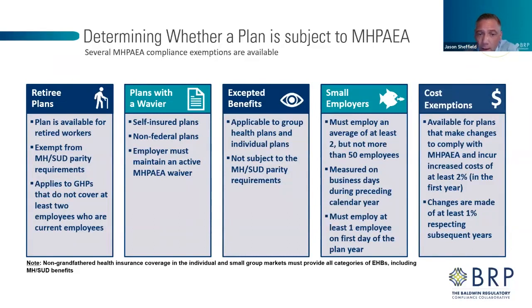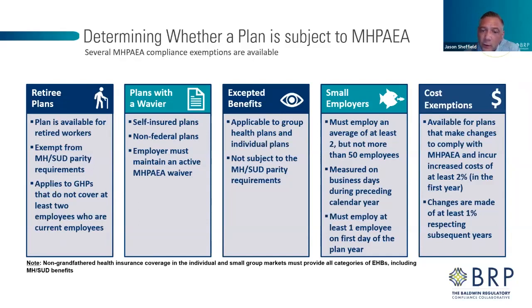You get a waiver. Plans with a separate standalone waiver. This could be a self-insured plan, a non-federal plan. Those are pretty much not coming anymore, though. The employer must maintain an active MHPAEA waiver in order for it to be applicable. So these waivers were more readily available at the beginning, I'd say back in 2013 moving forward, but they're pretty difficult to put your hands on these days.